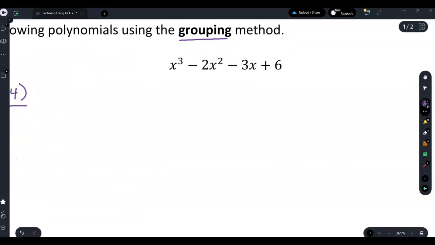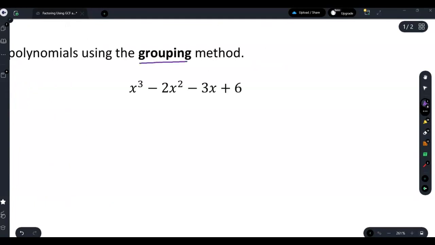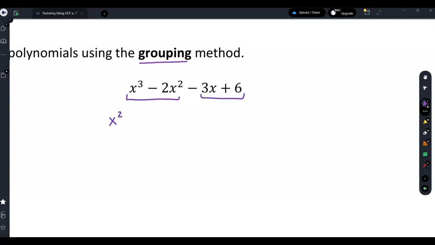So there's not a GCF in all 4. It's close, but that last one doesn't have an x. So I'm going to group my first half and my second half together. In my first group here, the GCF is actually x squared. And so I would factor that out. X cubed divided by x squared would be x. Negative 2x squared divided by x squared would be negative 2.